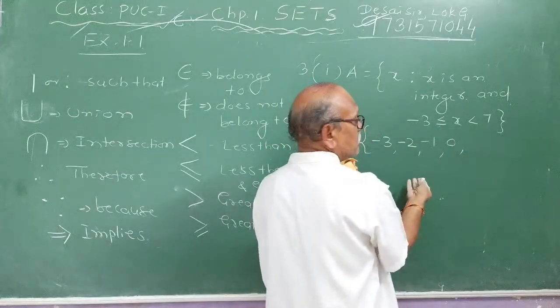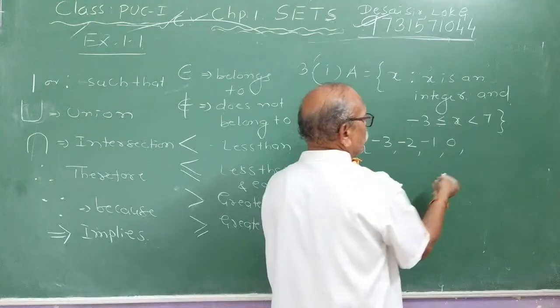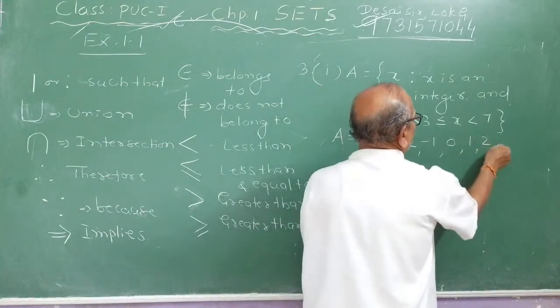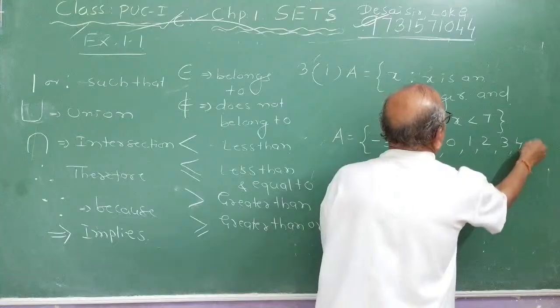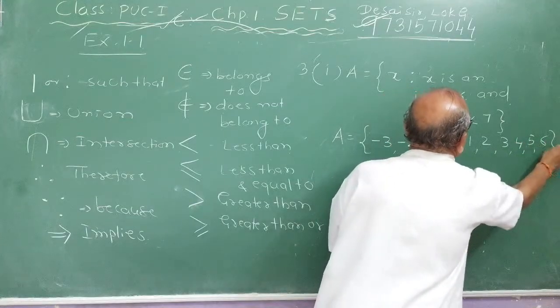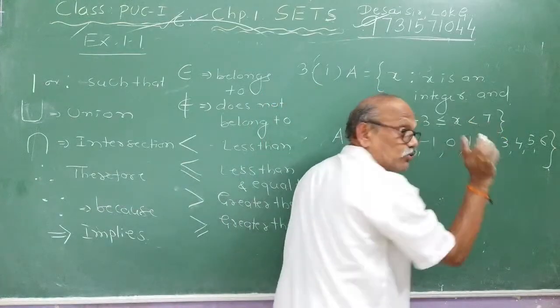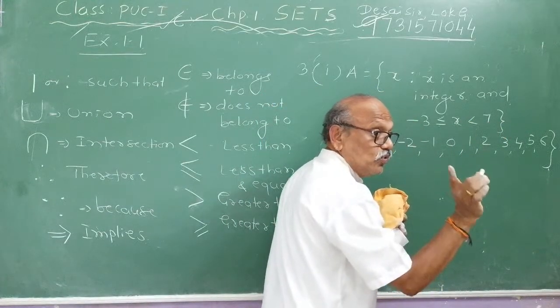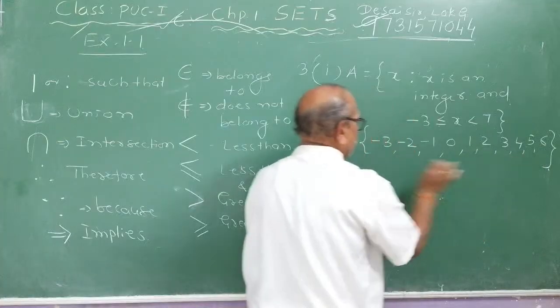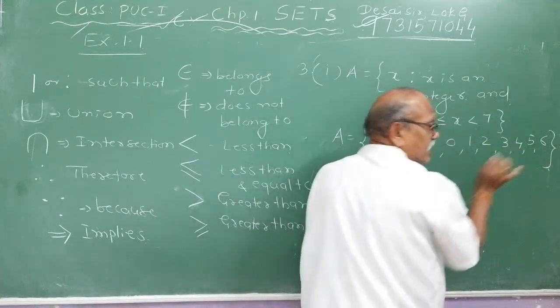Integers. 0. Then comes 1, 2, 3, 4, 5, 6. Stop. Because less than, not equal to. 7 is not included in it. No. Don't write open bracket. You have to write the set like this.